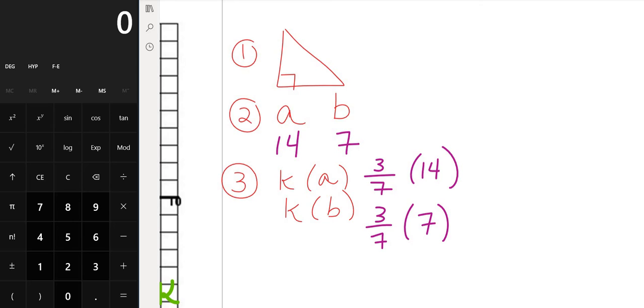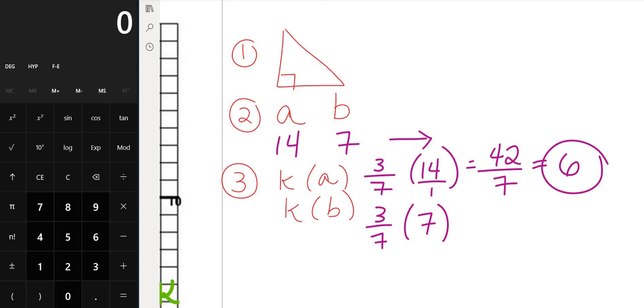We're going to do 3 over 7 times 14, so we're going to put it over 1 and multiply across. 3 times 14 gives us 42. 7 times 1 is 7. 42 divided by 7 gives me 6. So now we're going to use 6 for our rise. And then 3 over 7 times 7. Put it over 1 and multiply across. 3 times 7 is 21. 7 times 1 is 7. We divide and we get 3. 6 and 3. How are we going to use that?